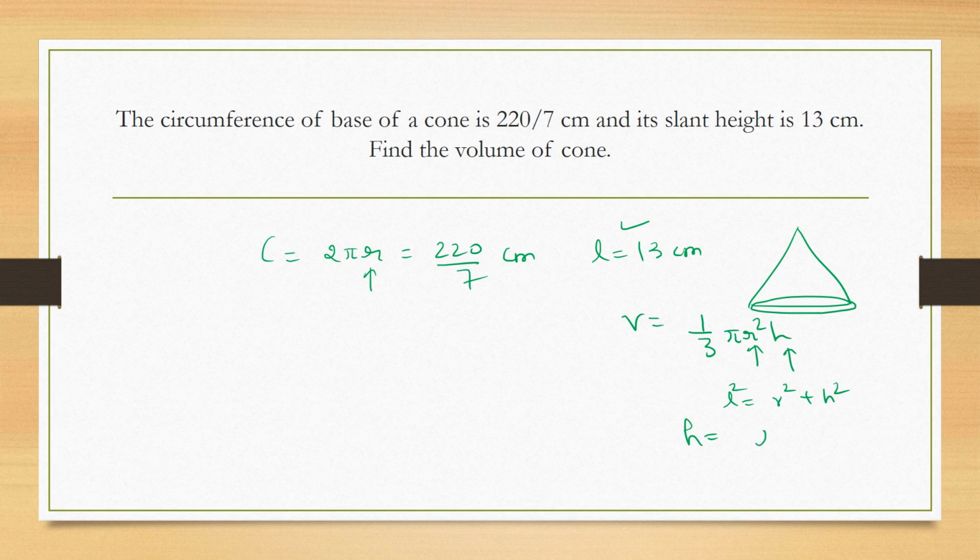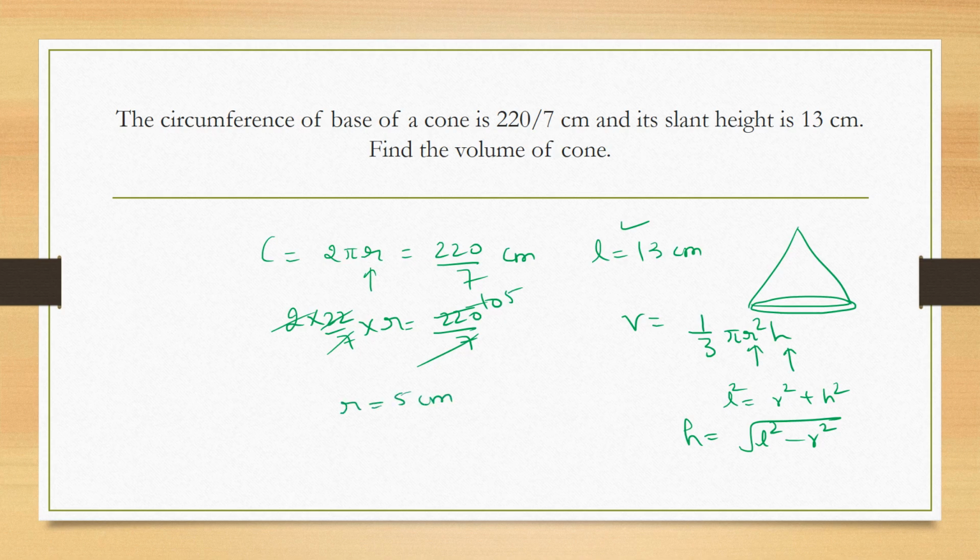H will be the square root of L square minus R square. Correct? So let's find out 2 into 22 by 7 equals 220 by 7. R we don't know. The 7 gets cancelled with 7. 22 times 10 is 220. 2 fives are 10. So R is what?